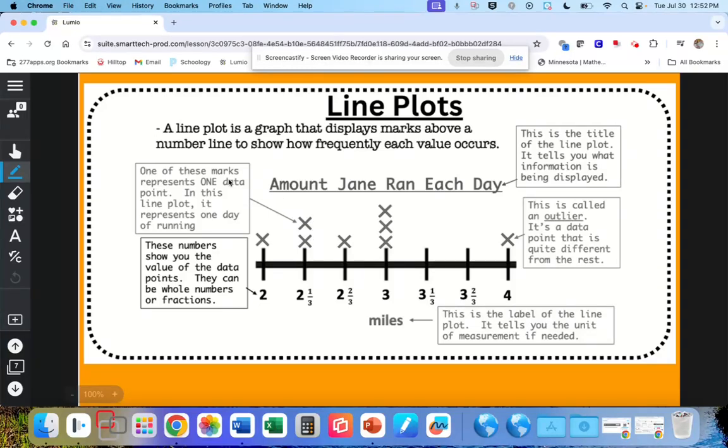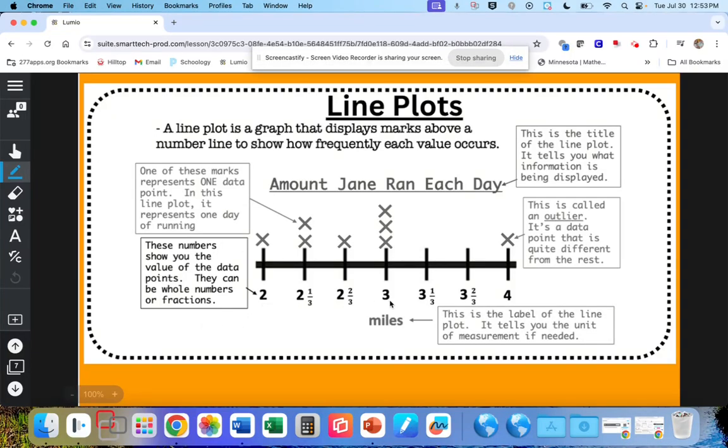Again, each of these X's represents one piece of data. So that would be how much she ran each day. So she ran 2 miles in one day. She ran 2 1/3 miles in a different day, 2 1/3 miles in another day. And that's why we have 2 X's, because 2 different days got that same data value.